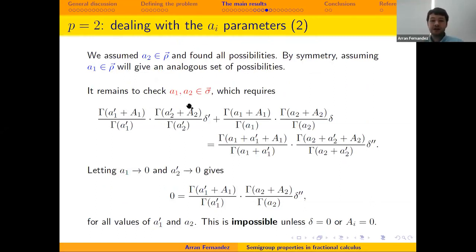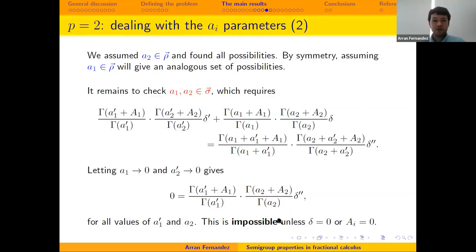The only case left to check is if little a1 and little a2 are both red, and that requires this from the k equals 1. Because red parameters can be set to any value, they should be general, we can let them tend to 0 and we get a contradiction.